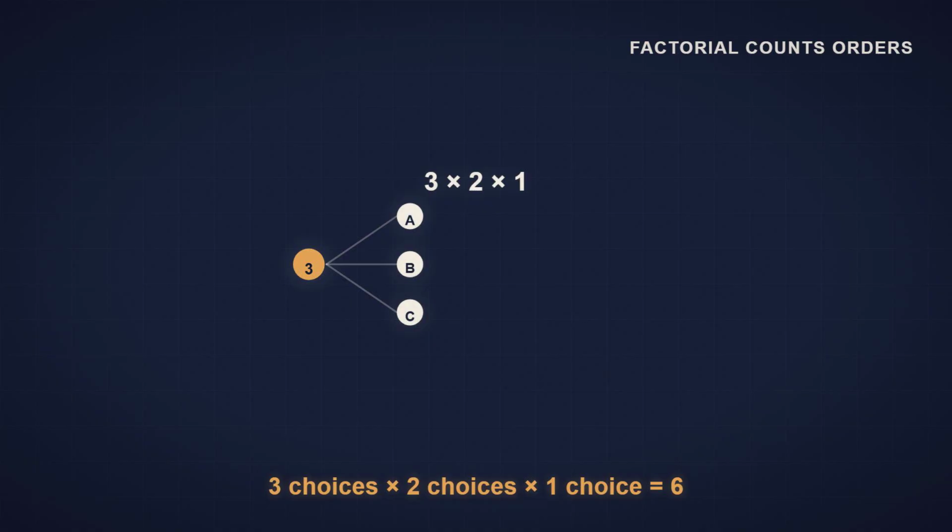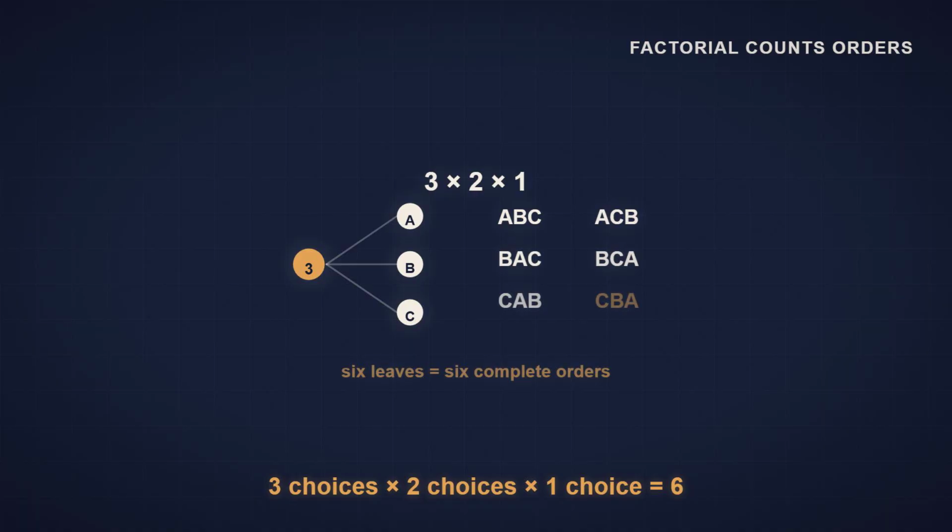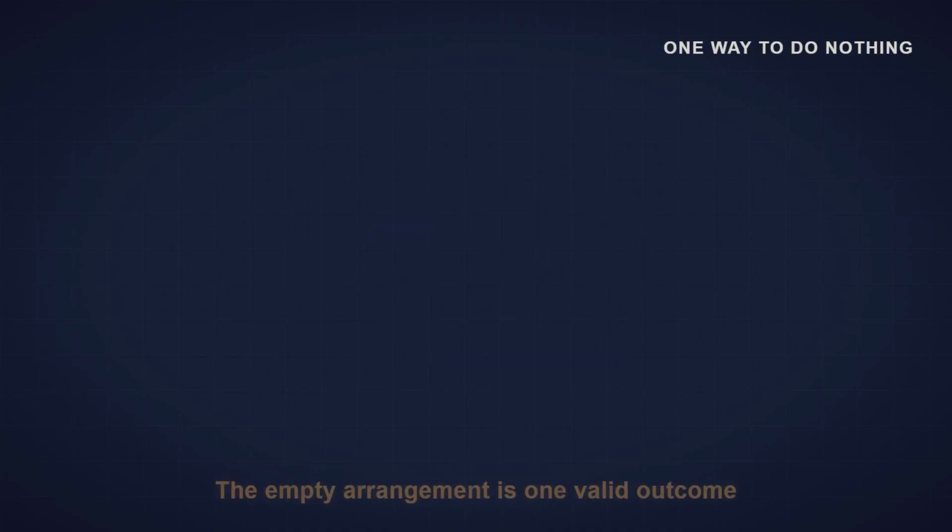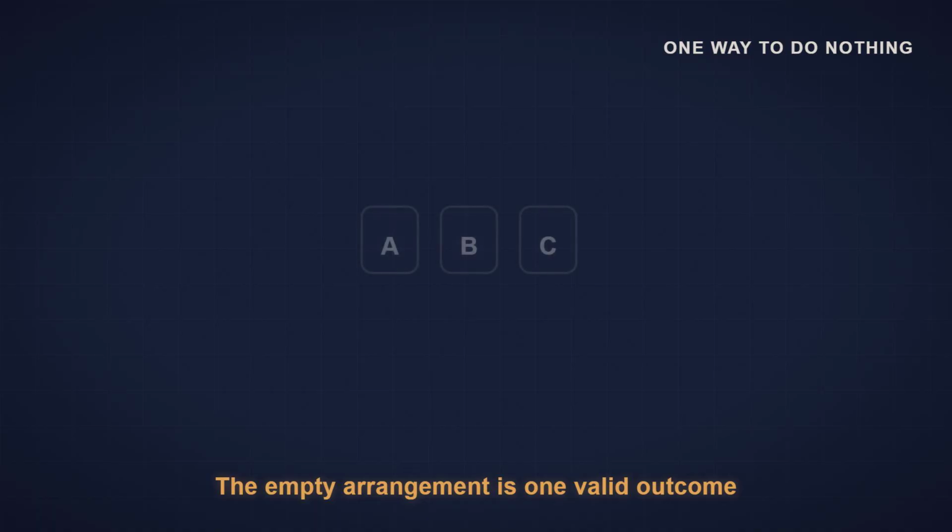Factorial is therefore not merely a compact product. It counts how many complete ordered outcomes exist. Every leaf of the tree is one finished arrangement, so counting leaves gives the factorial value. Now remove every card. How many ways can 0 objects be arranged? It is tempting to say 0 because there are no visible arrangements to draw. But the question asks for complete outcomes, and there is one, the empty arrangement. You do nothing, place nothing, and the task is complete.